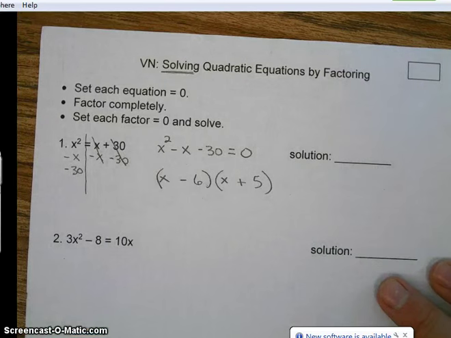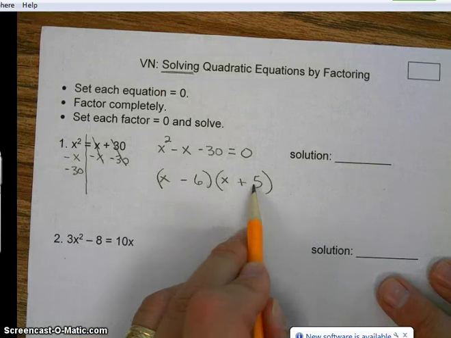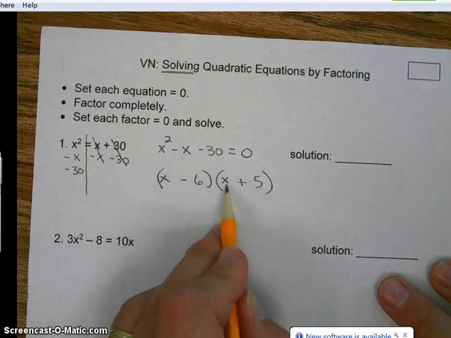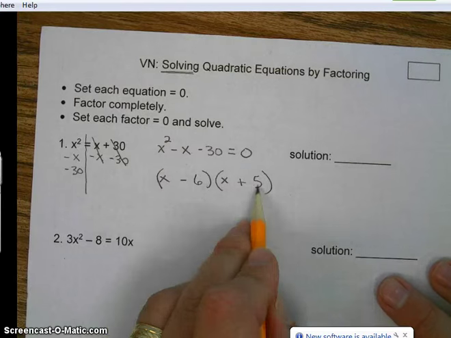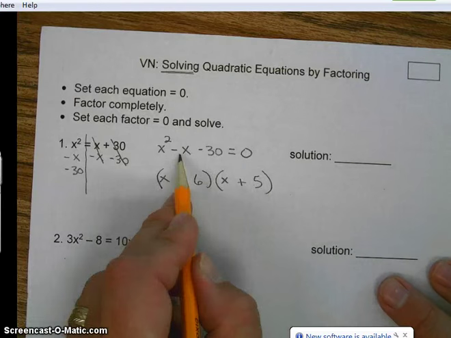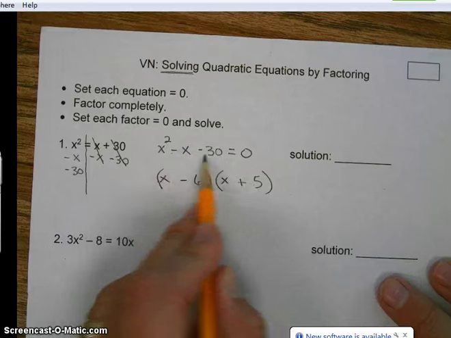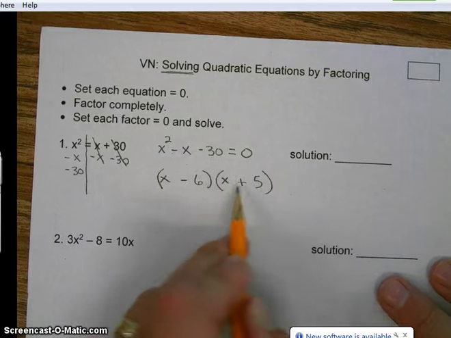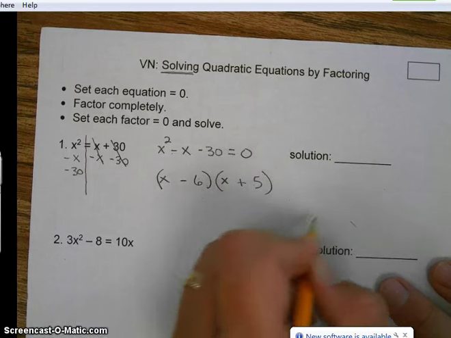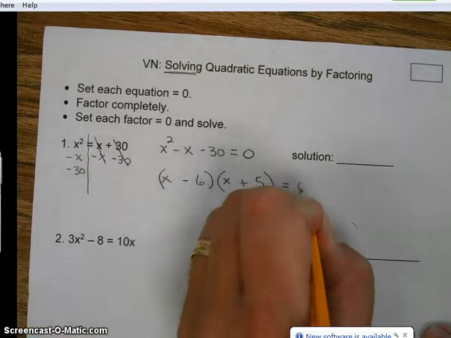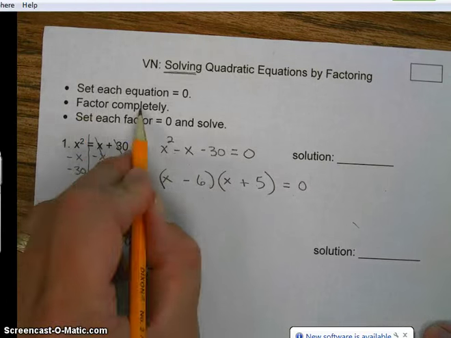Now let's see if this works. -6 times 5, -30. -6x and 5x is -1x. So I just factored that. I did that in my head. Remember, you can use the x factor to factor this. So next step. So we factored it completely.